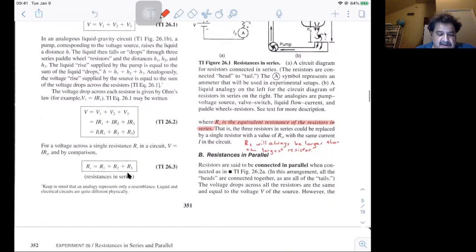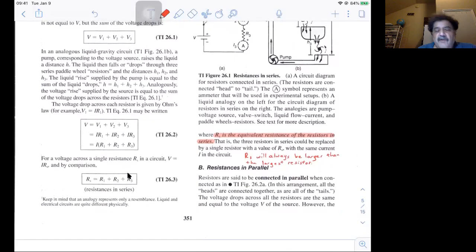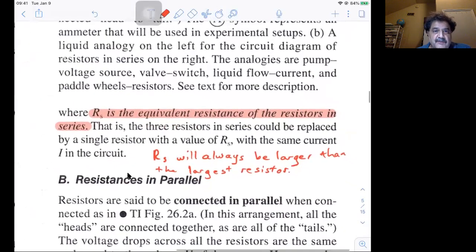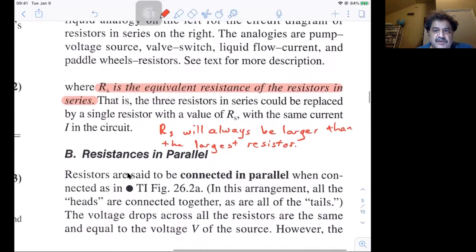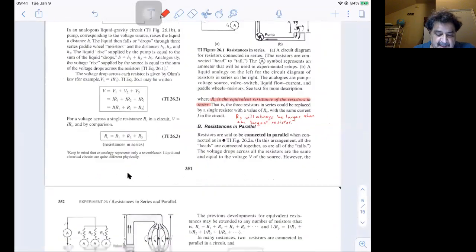The resistance, R equivalent, for a series set of resistors is R1 plus R2 plus R3, and so on, depending on how many resistors you have. And here it says RS is the equivalent resistance of the resistors in series. Now, there's one thing to remember. RS, the equivalent resistance, will always be larger than the largest resistor in the bank. So if you have 100K, 50K, and 25K, it's going to at least be greater than the 100K. It'll be 175K. You can add those up easily.